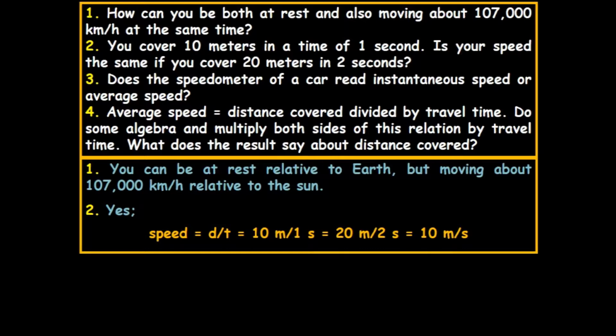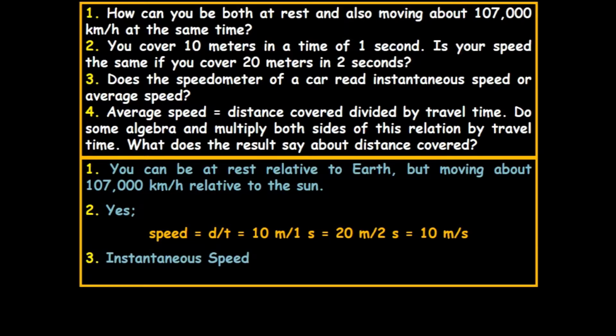Next, does the speedometer of your car read instantaneous speed or average speed? When you're reading that speedometer, you're reading it at that split second of time, that instantaneous moment in time. So therefore, it would be instantaneous speed.